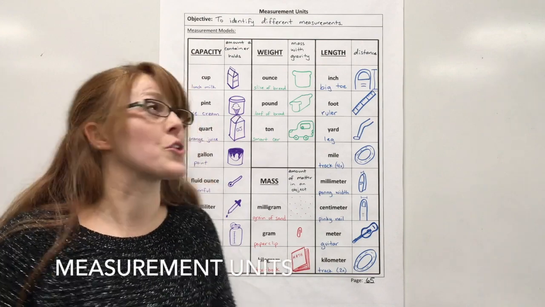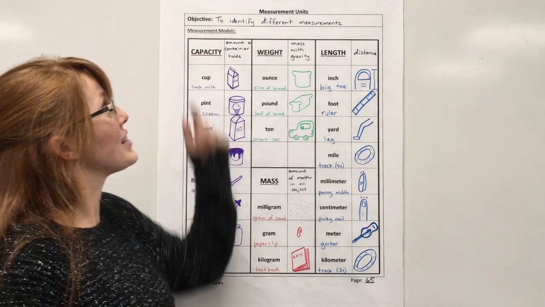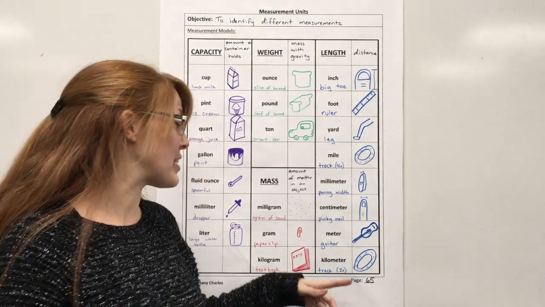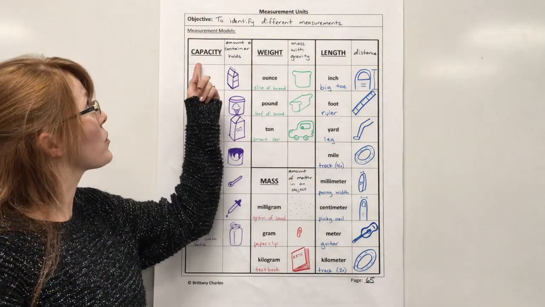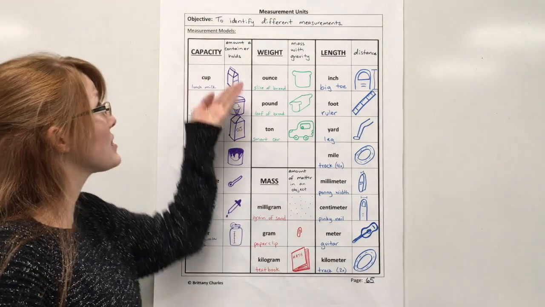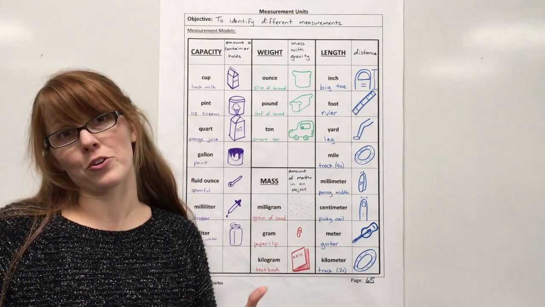Hi, today we're going to learn about measurement units, and the objective is to identify different measurements. This is page 65. All right, so first of all, we're going to look at capacity, and capacity means the amount that a container holds. So you could also kind of think of this like volume.